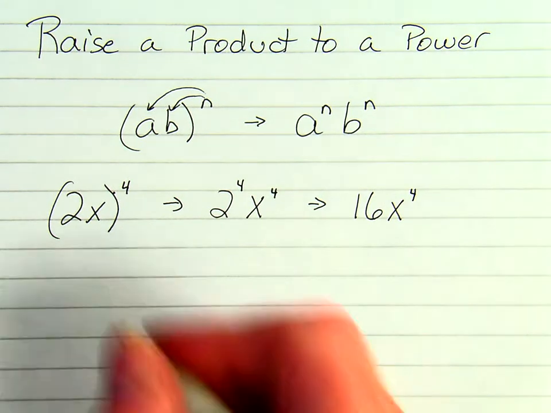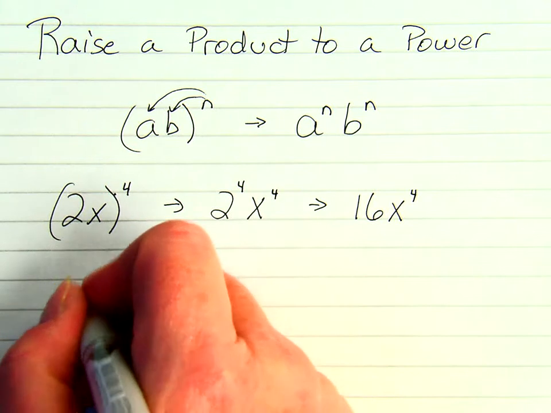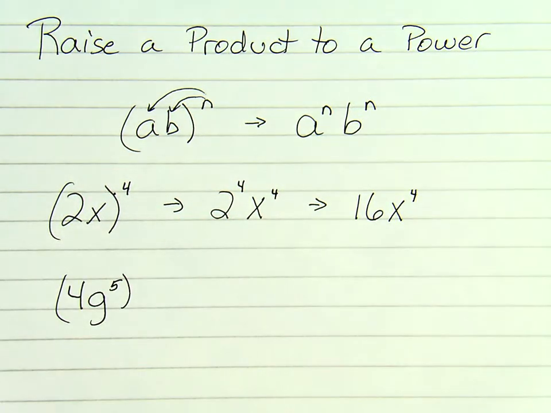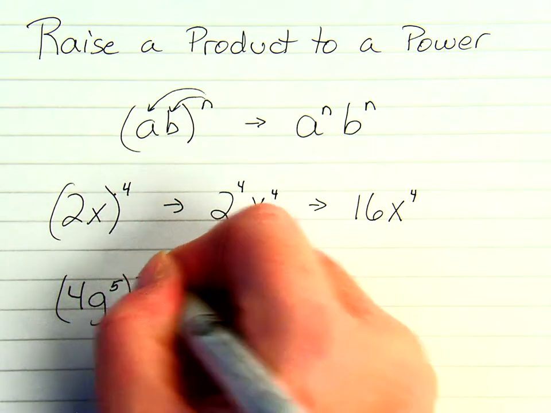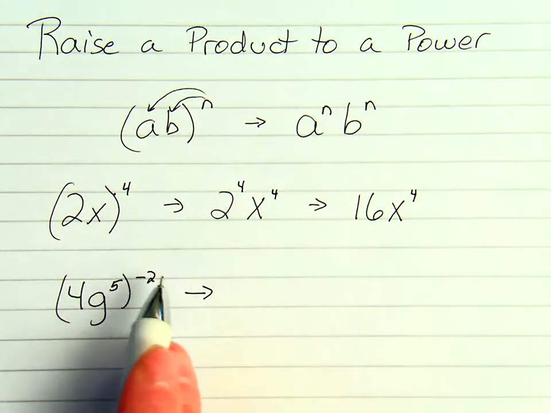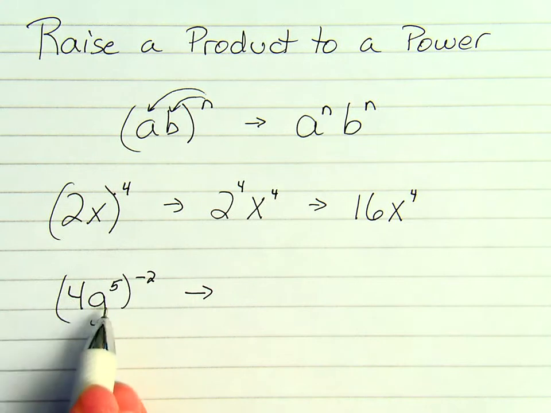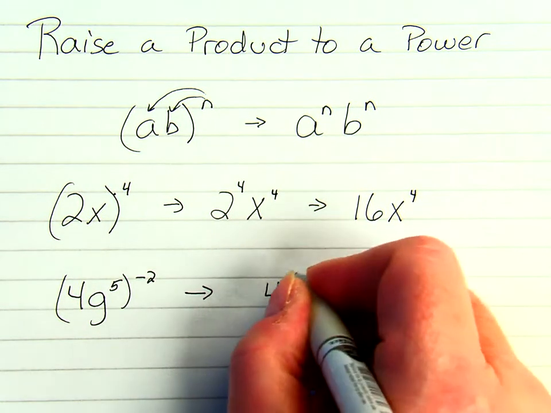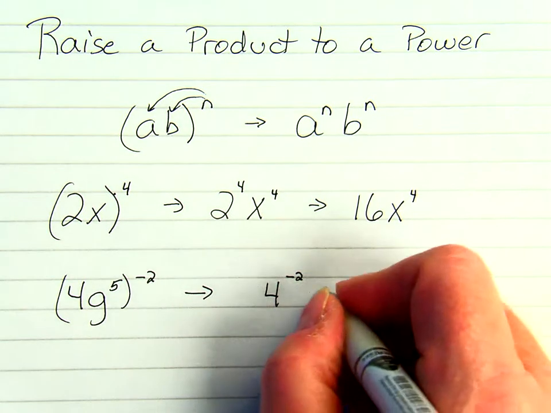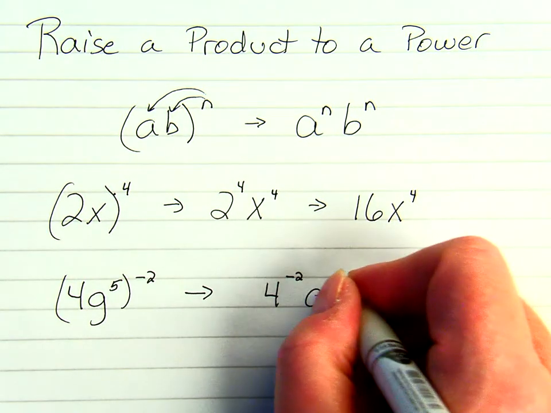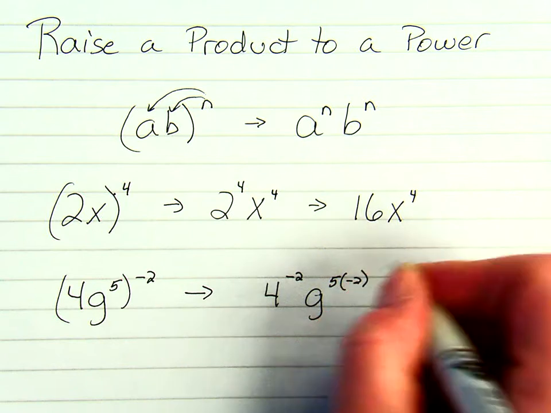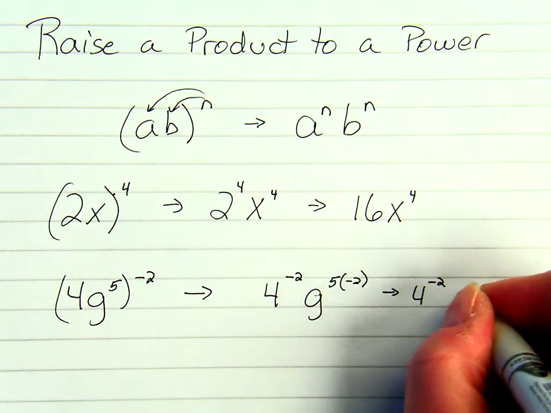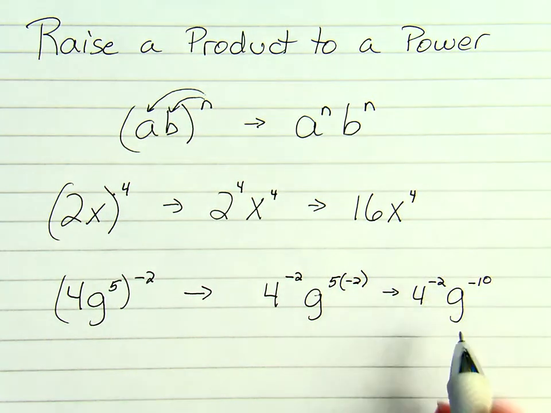Let's do 4g to the 5th. We are going to raise that to the negative 2 power. Once again, don't forget this negative 2 has to apply to both items within here. So this becomes 4 to the negative 2, g to the 5 times the negative 2. So this becomes 4 to the negative 2, g to the negative 10.